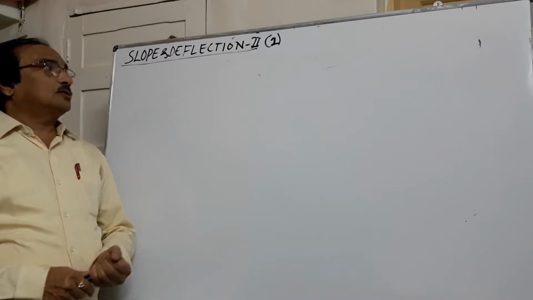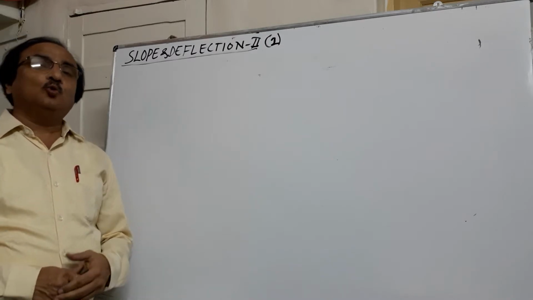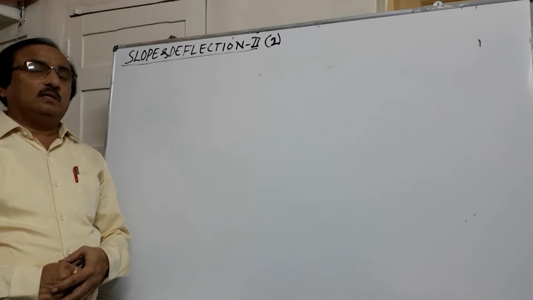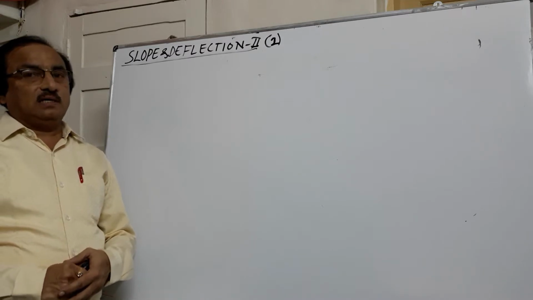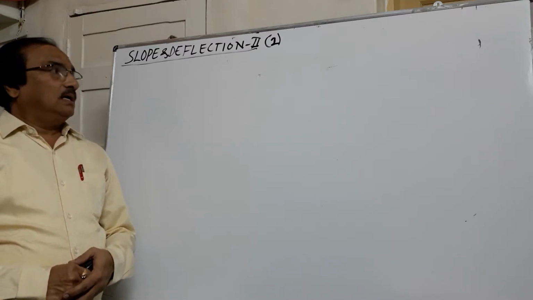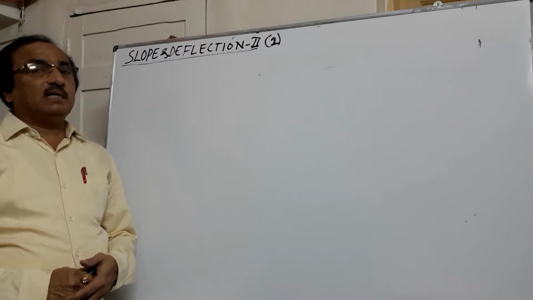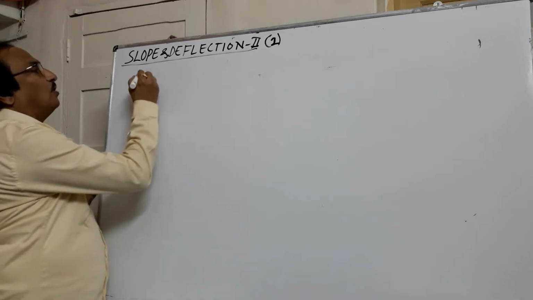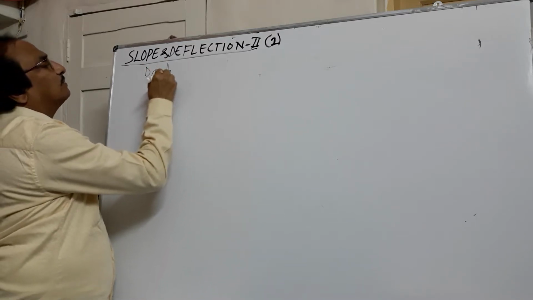We will see the slope and deflection. There are two methods to find out the slope and deflection. One is the double integration method, another is the Macaulay method. In the last video we saw what the double integration method is. Let us take some problems using the double integration method.